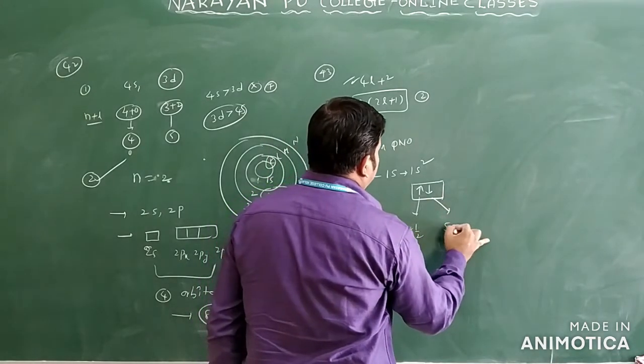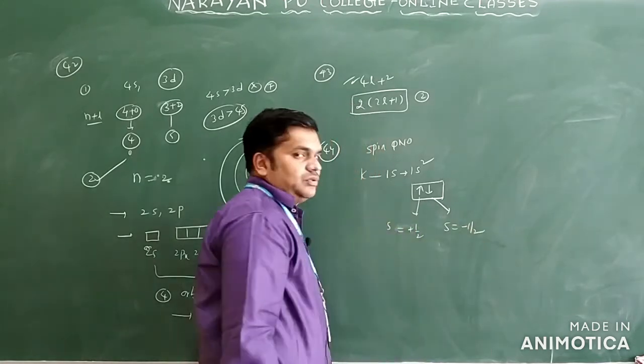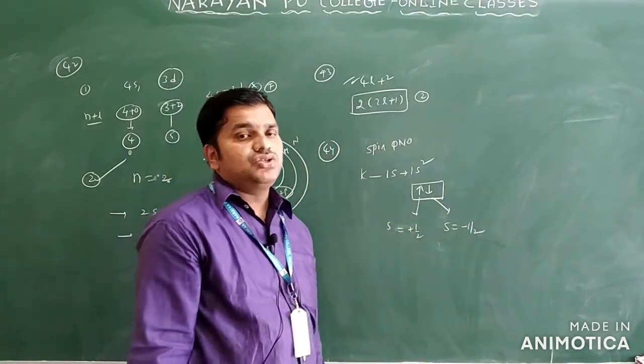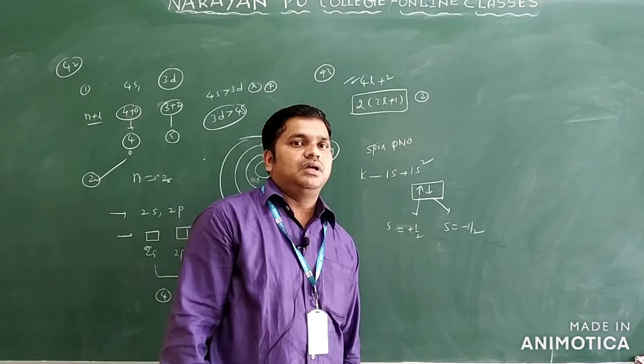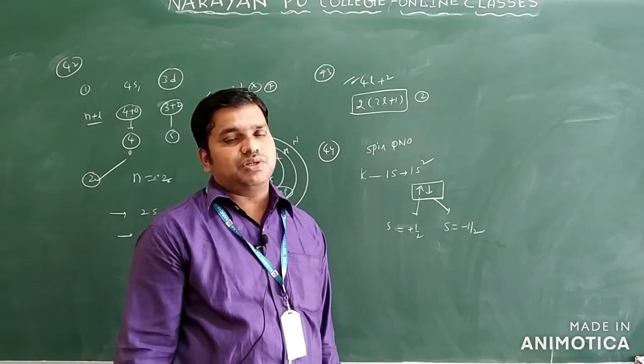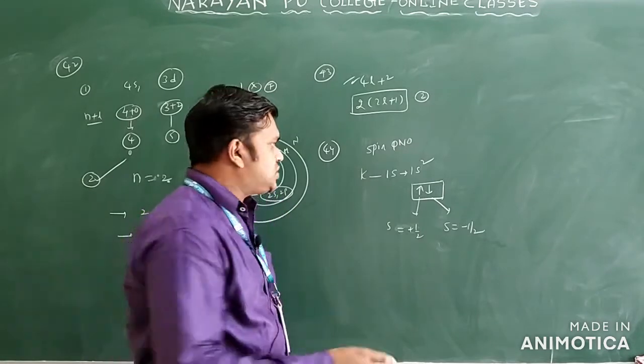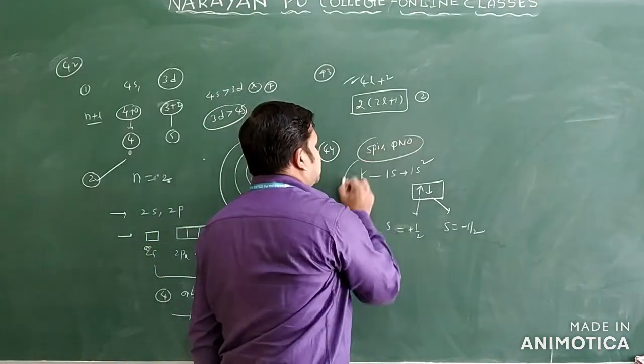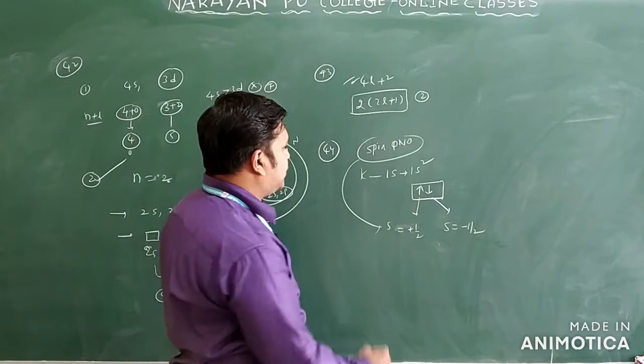And for this electron, you will write S is equal to minus half. You know Pauli's exclusion principle: two electrons can be different. Means what here? The electrons in an atom cannot have all the same set of the four quantum numbers. One quantum number will be different. What is that one? Spin quantum number.